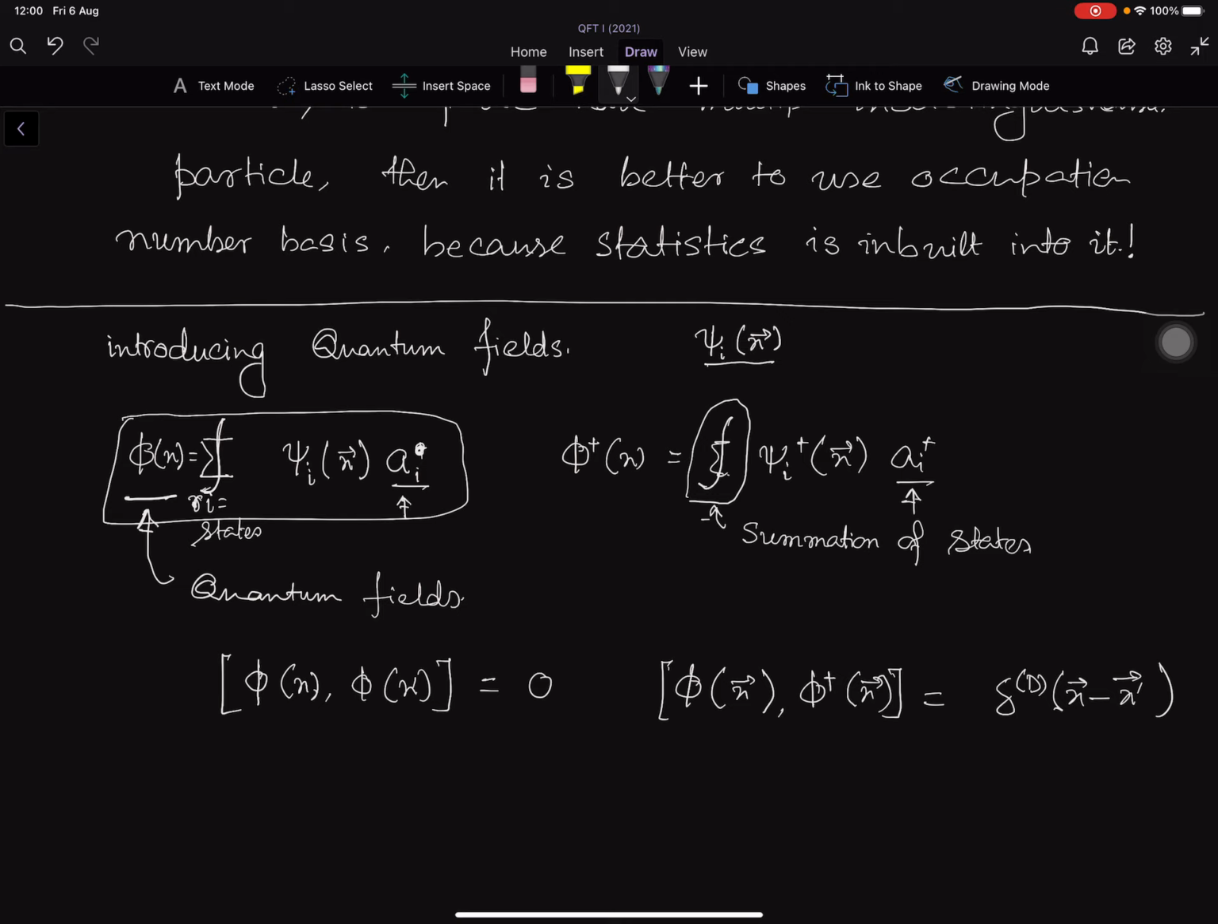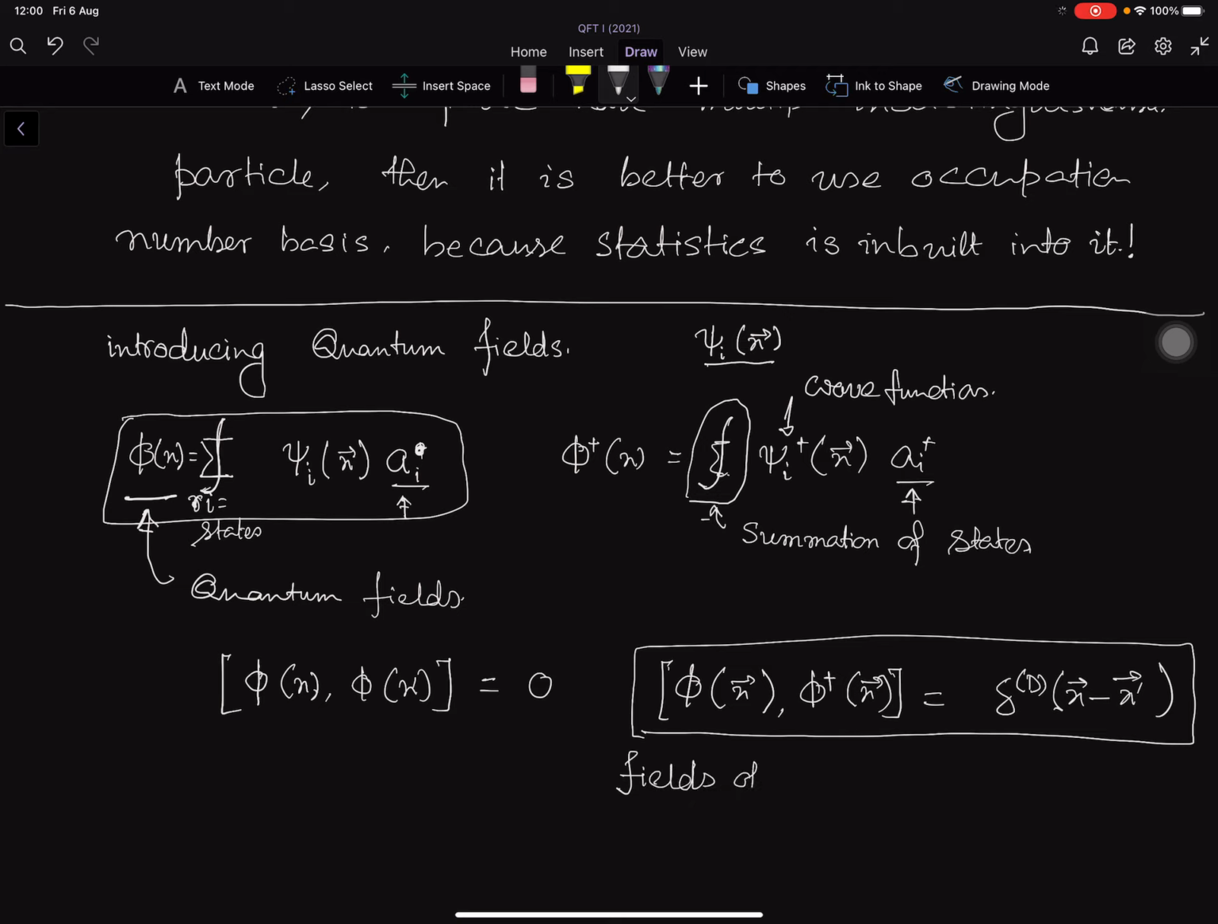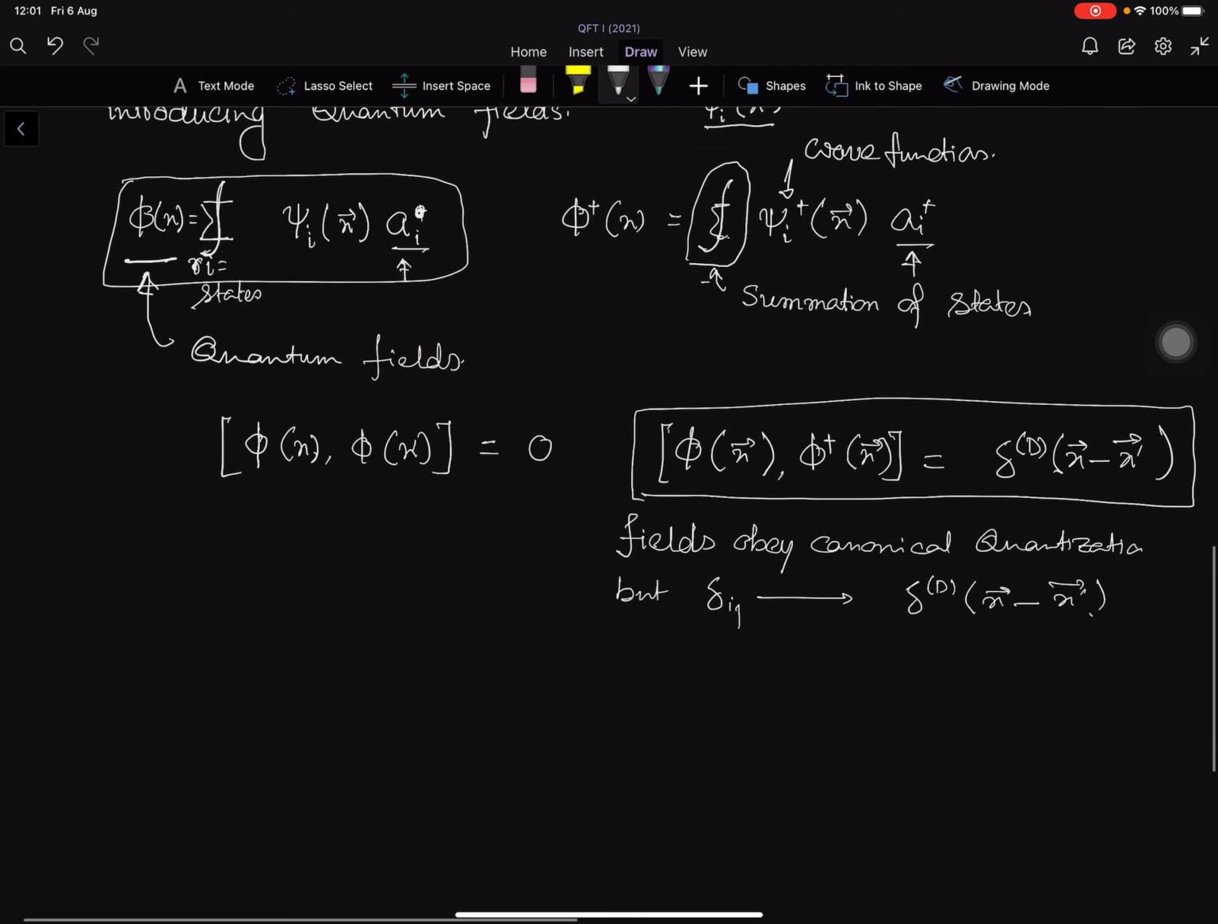Given the commutation relation between a_i and a_j dagger, and the orthogonality property of the wave functions of the states, this follows: fields obey canonical quantization, but the Kronecker delta is replaced by the Dirac delta. Okay, so this is one thing to remember.